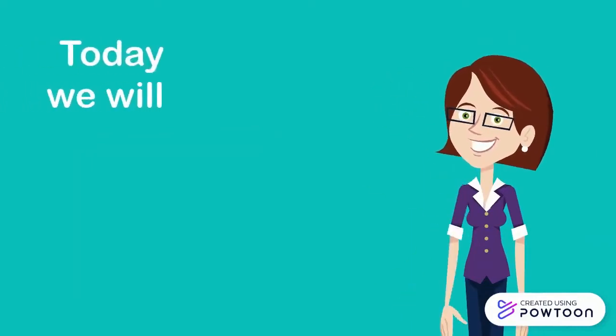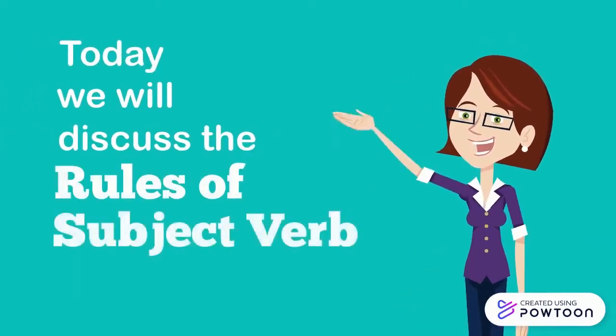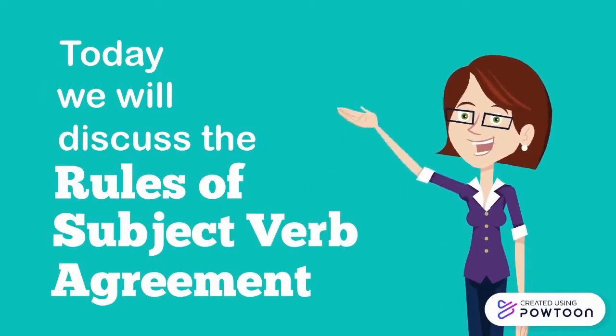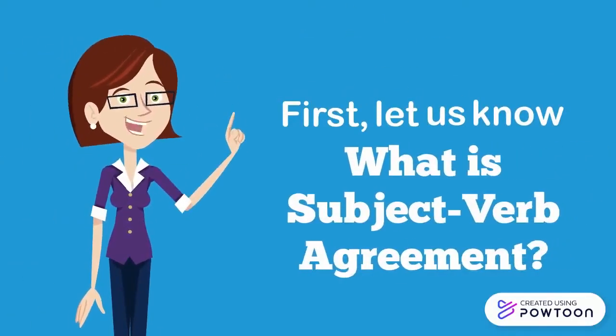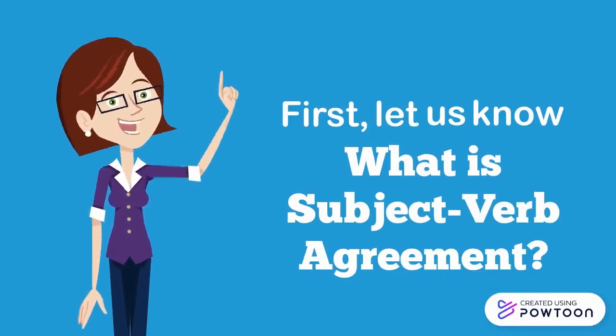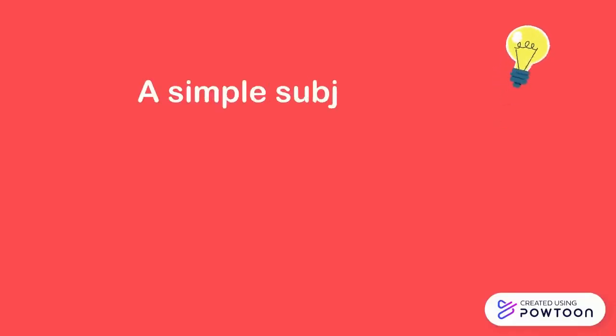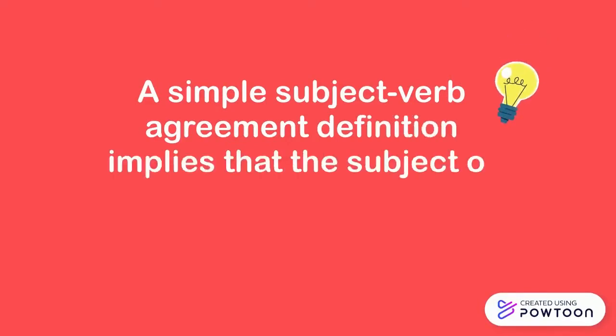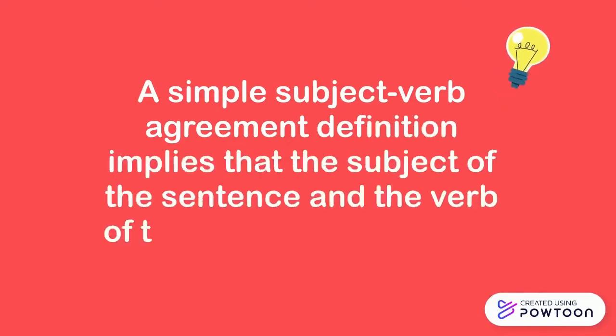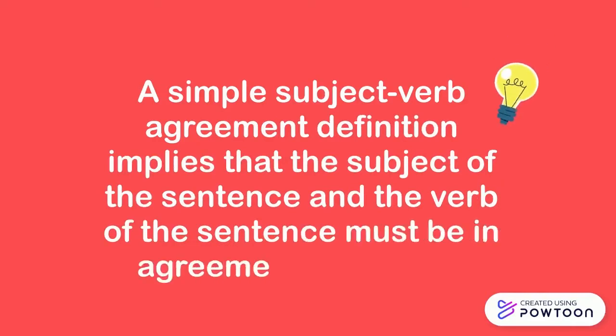Today we will discuss the rules of subject-verb agreement. First, let us know what is subject-verb agreement. A simple subject-verb agreement definition implies that the subject of the sentence and the verb of the sentence must be in agreement in number.